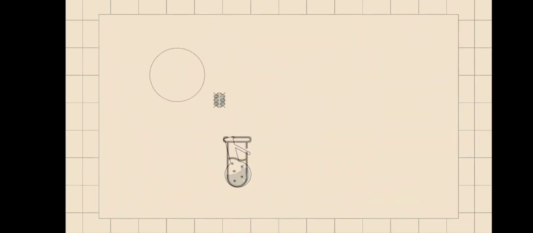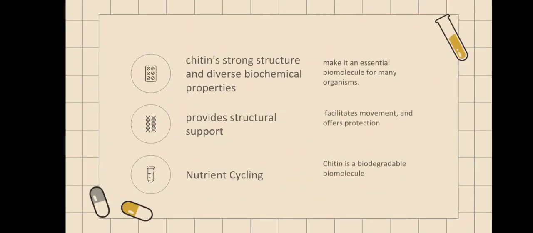Conclusion. Chitin's strong structure and diverse biochemical properties make it an essential biomolecule for many organisms. It provides structural support, facilitates movement, and offers protection. In nutrient cycling, chitin is a biodegradable biomolecule.